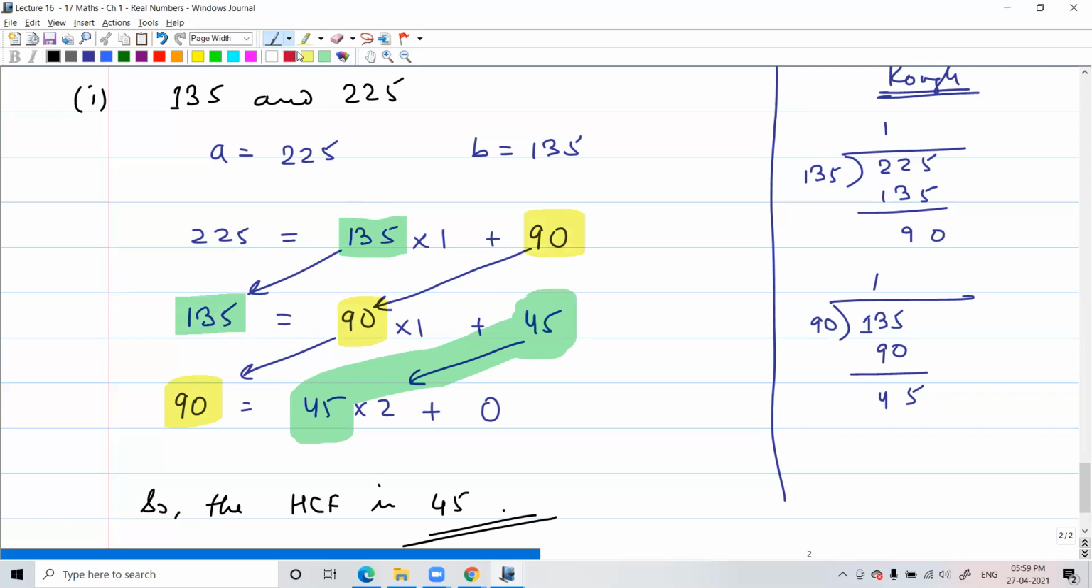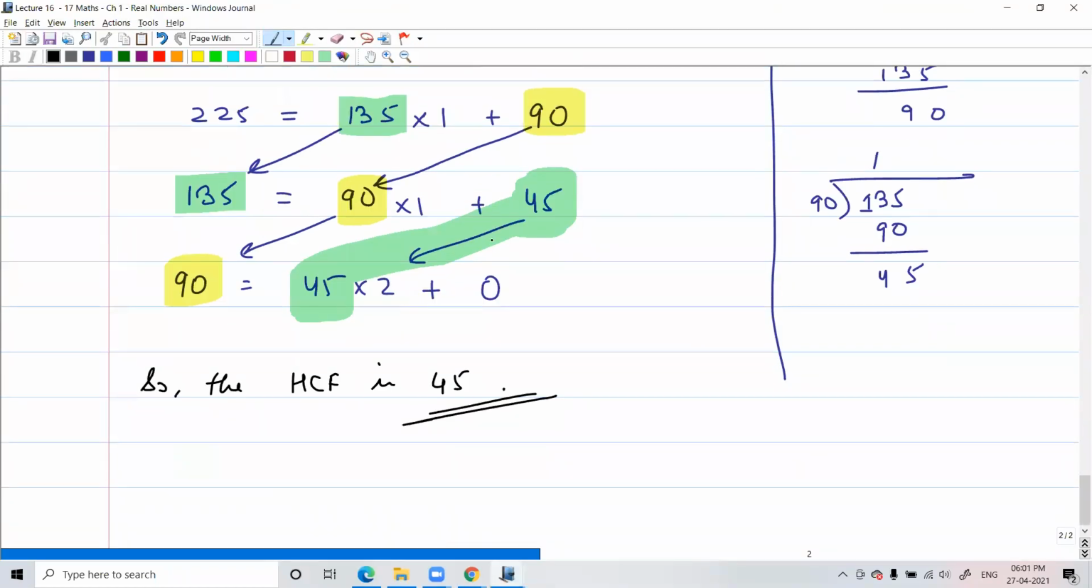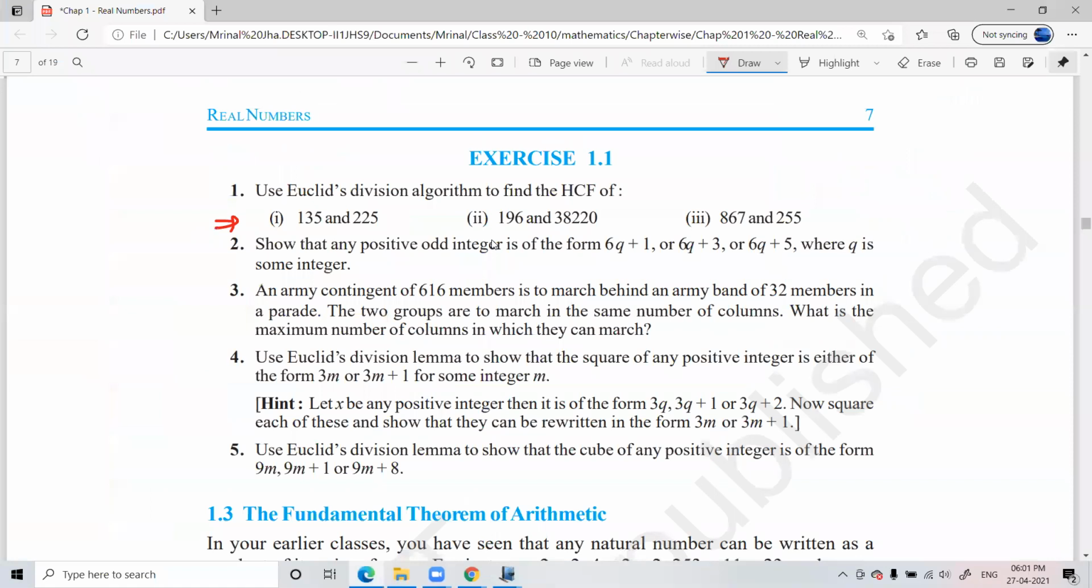Hold on, guys, for a minute. Okay. So yeah, continue doing the other sums. Second, third.